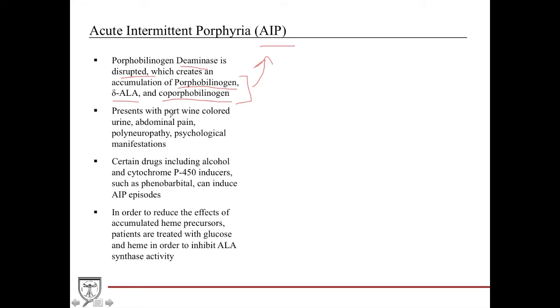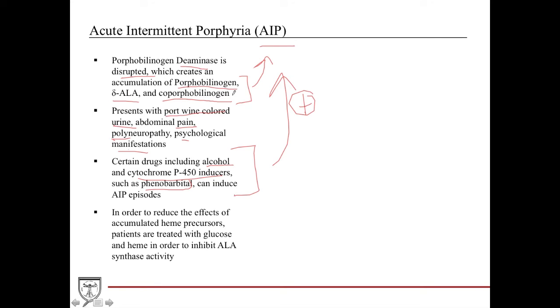And then you have to understand the classical signs and symptoms. You get port wine colored urine, you get abdominal pain, like I said before with lead poisoning, but then you really get the polyneuropathy and the psychological manifestations. So these are all very important presentations. But right here, this is absolutely money. Certain drugs, including alcohol and cytochrome P450 inducers such as phenobarbital, can actually induce this from happening, and this is often tested upon.